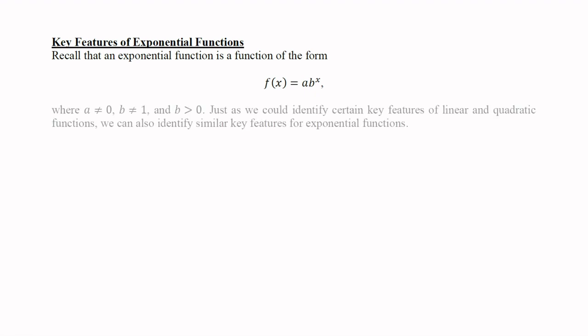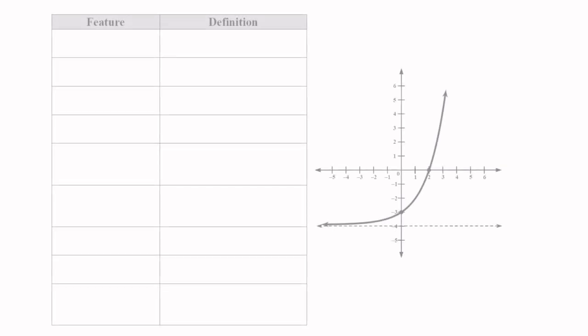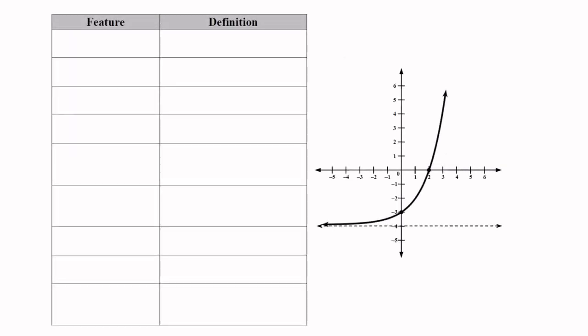Recall that an exponential function is a function of the form f of x equals ab to the x, where a cannot be 0, b cannot be 1, and b is greater than 0. Just as we could identify certain key features of linear and quadratic functions, we can also identify similar key features for exponential functions. So let's talk about those key features.